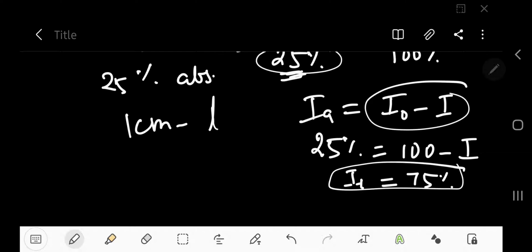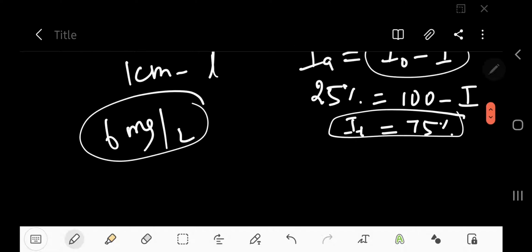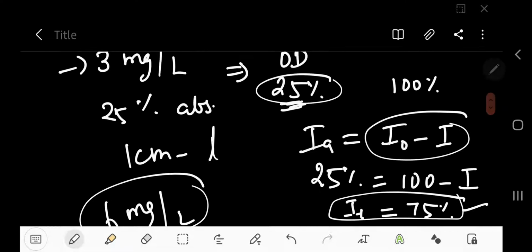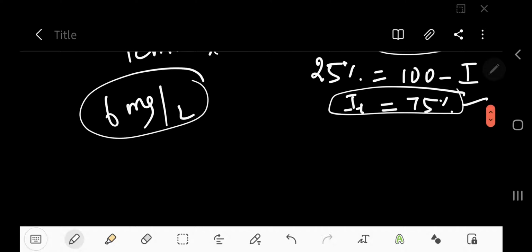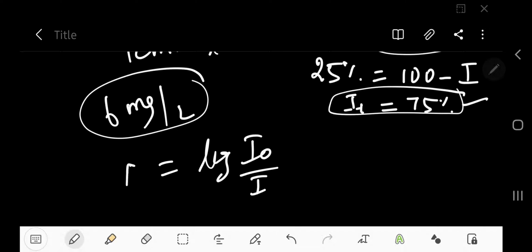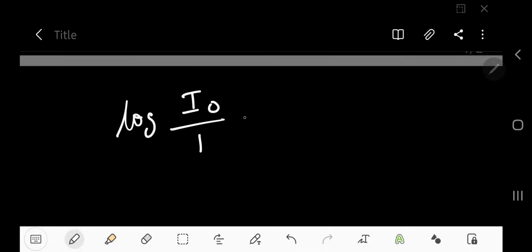Now the question is, calculate the intensity of transmitted light if the solution contains 6 mg per liter of substance. So now the concentration differs. We know that the transmittance for 3 mg per liter is 75%. For 6 mg, how much is the transmittance? When the concentration increases, transmittance is going to decrease according to Beer-Lambert's law, because absorption increases when the concentration increases. Log of I naught by I is absorption, and A is equal to epsilon Cl, so we can substitute in this equation: log I naught divided by I is equal to epsilon Cl.